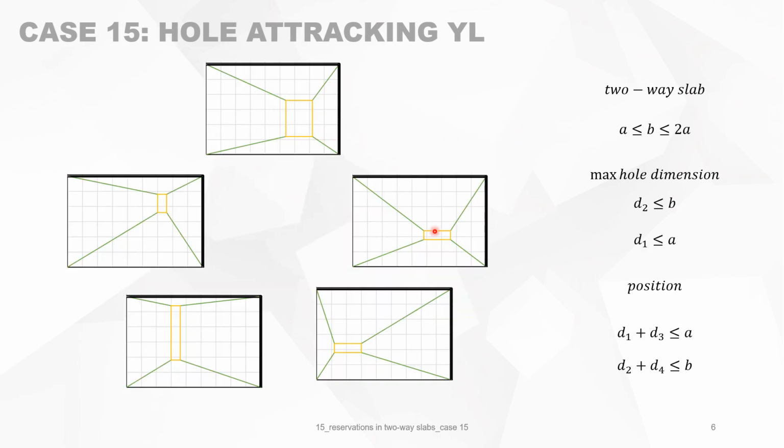We look now at different possibilities. So you see this is now a reservation in a slab attracting yield lines, and it can move all around in all kinds of shapes around the slab. Again, you see that if this reservation is coming too close to the edge, then this yield line is not very realistic. This will not happen like that. It will go straight. So we must take care of those small values of D1, D2, D3, and D4.